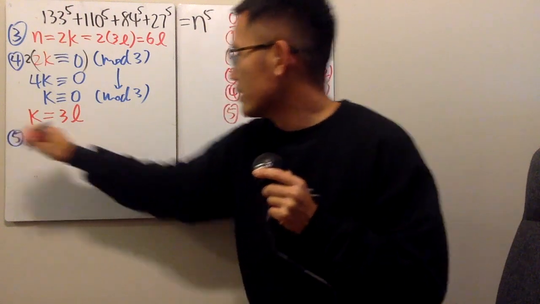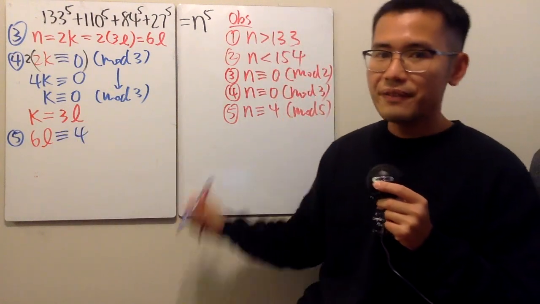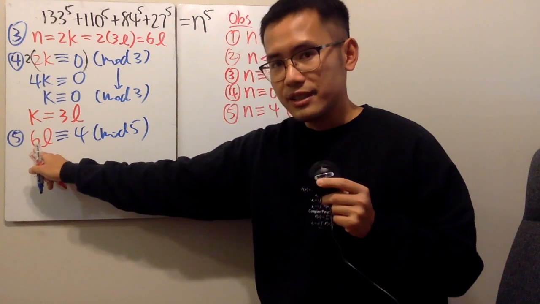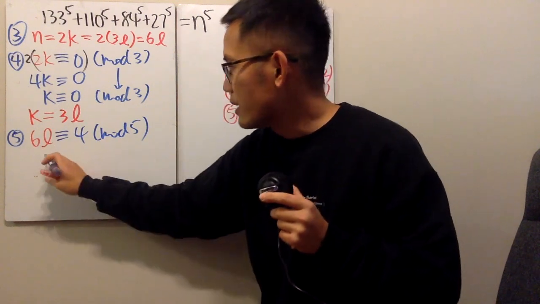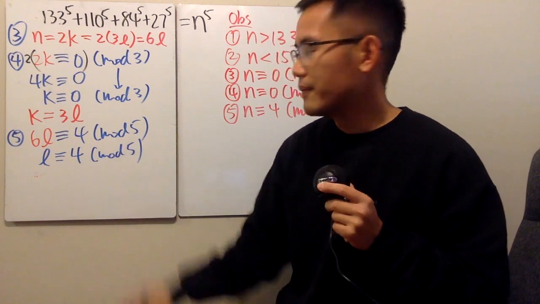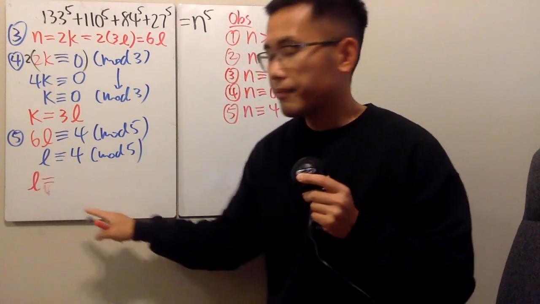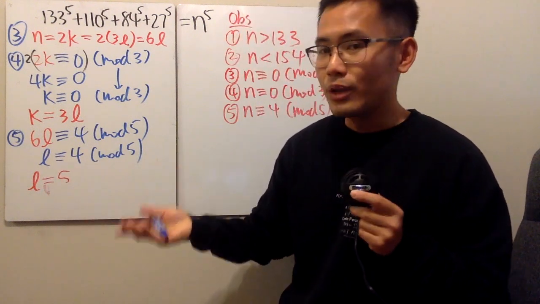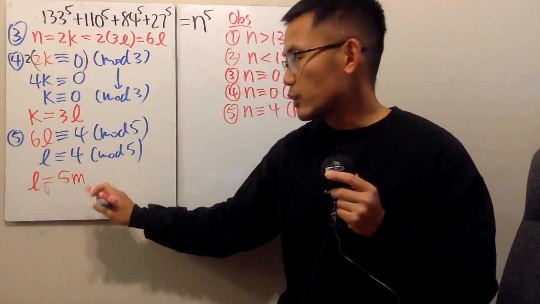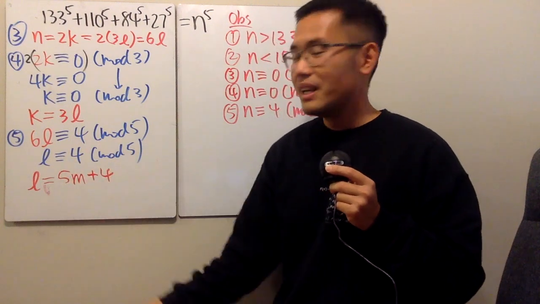So from number 5, we get 6L is congruent to 4 mod 5, right? So this is that, and then again, this is the mod 5 world. Well, 6 is good because when you do 6 mod 5, the remainder is 1. So this is telling you that 1L is actually just congruent to 4 mod 5. And then in the end, L is equal to 5 times some whole number, let me just use M, and then don't forget we have the 4, so we actually have to put down plus 4. Because if you divide this expression by 5, you have a remainder of 4 from here. So this is how L looks.